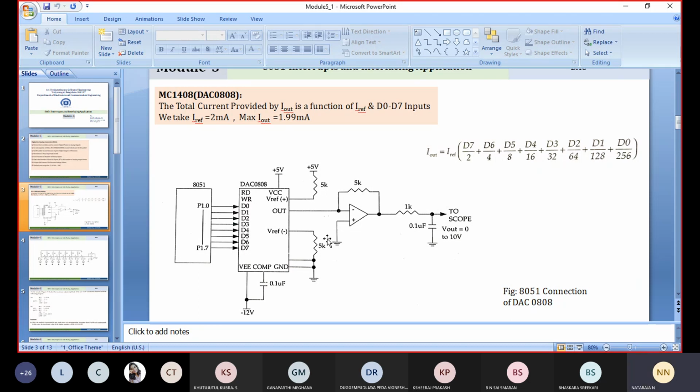After converting to an analog signal, we need to amplify that signal. Why? Because it will be at a lower voltage, so we need to boost the strength of that signal. We are going to use one operational amplifier to increase the strength of that signal. We are going to get a large output. The output will vary from 0 to 10 volts.